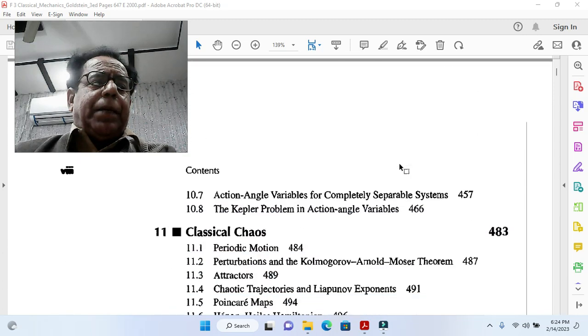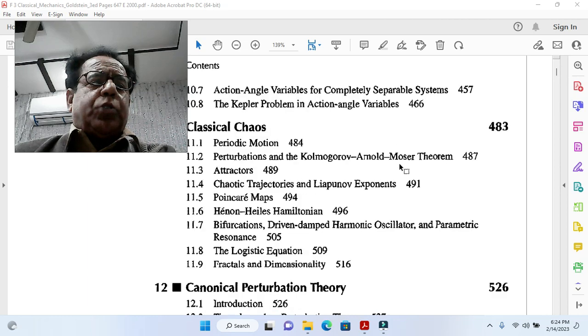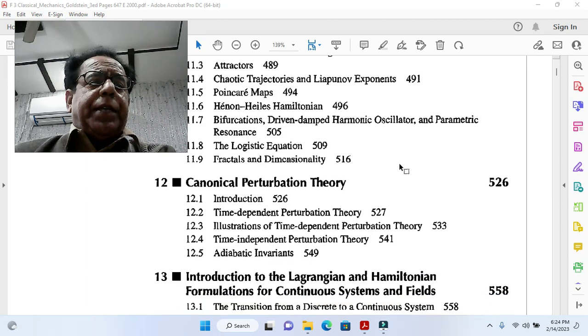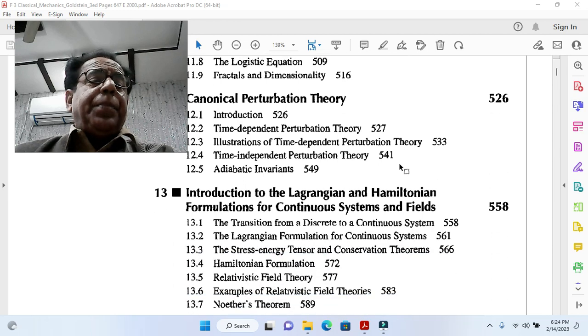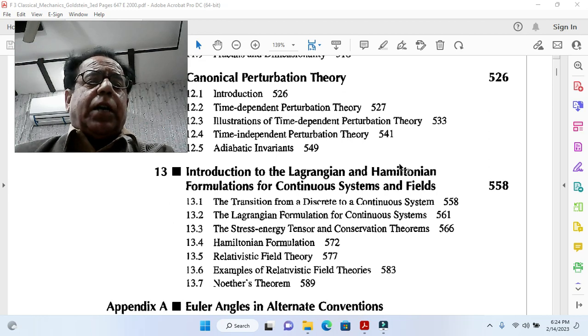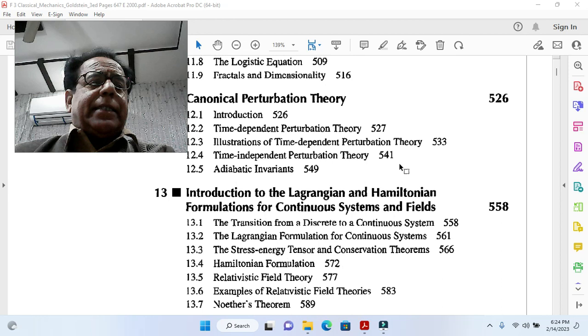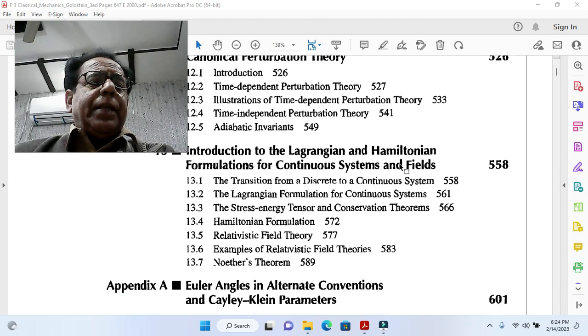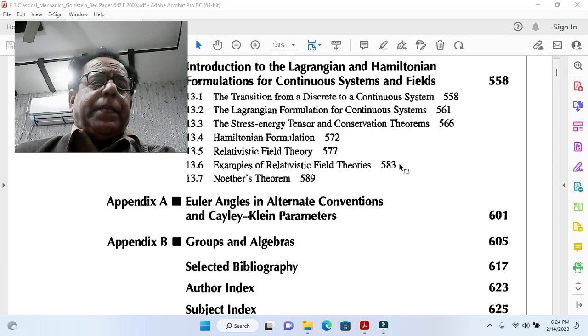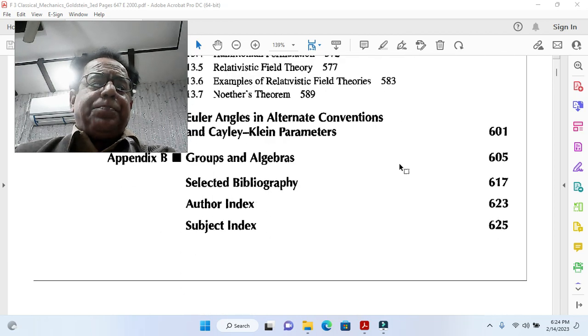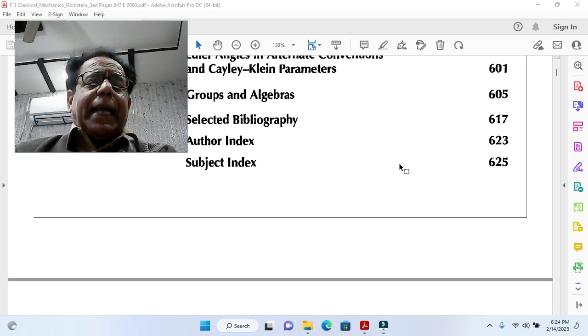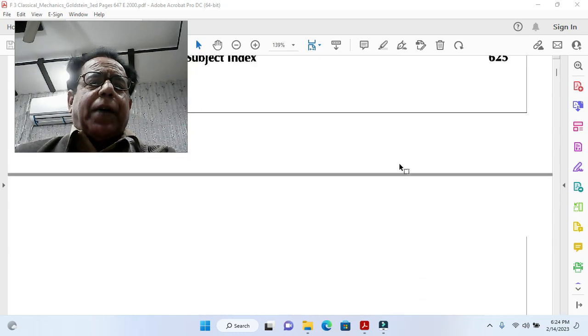Then chapter number 11, Classical Chaos. Then chapter number 12, Canonical Perturbation Theory. Then chapter number 13, Introduction to the Lagrangian and Hamiltonian formulations for continuous systems and fields. And this is the last chapter, that is, this book contains 13 chapters, and then the appendix begins from page number 601 and the index is given at page number 625. Now we move to the next book.